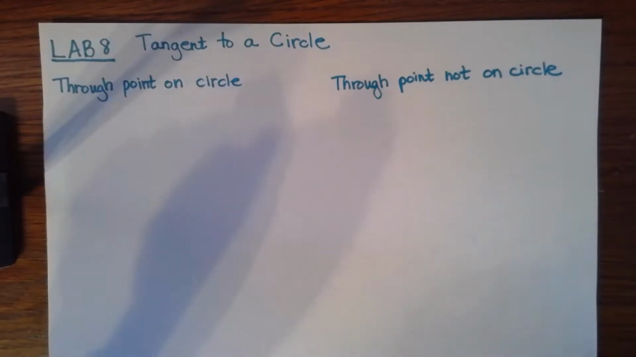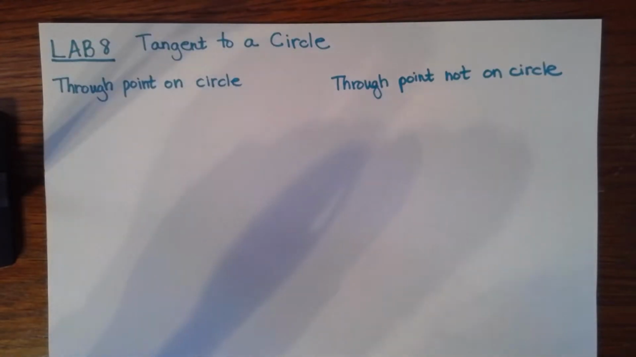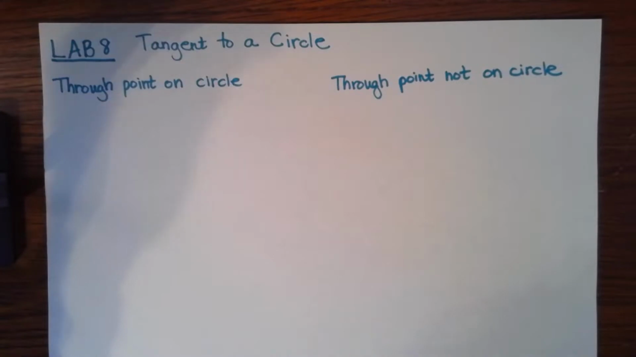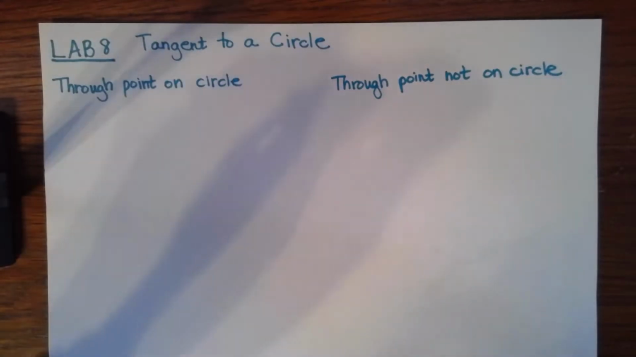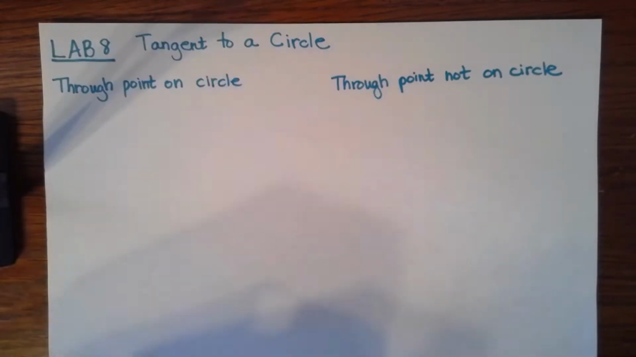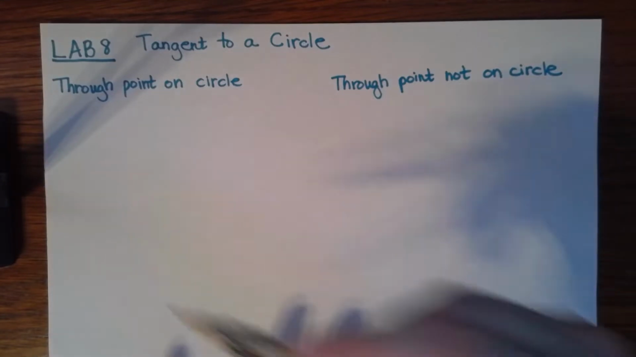The first time, I just want you to watch me do it. And then the second time, I want you to grab a piece of paper and your compass and your protractor and follow along with me. But the first time, just watch me do it so that you have the idea in your mind already of what I'm doing. And then follow along with me the second time. Okay, so first of all, through a point on a circle.